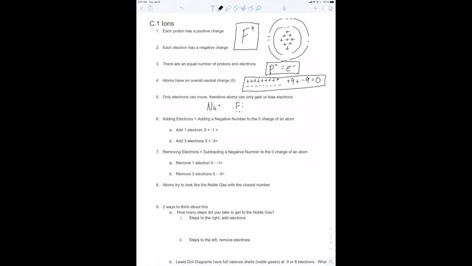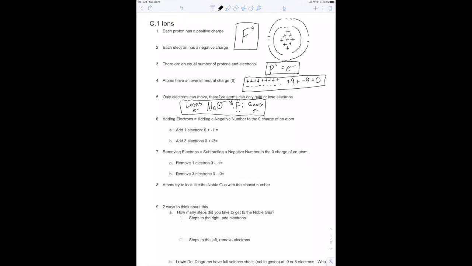What that means is that this sodium atom really wants to get rid of its 1 electron, and fluorine really wants to gain 1 more, so both of them can achieve the octet rule. Therefore, sodium is going to give its electron to fluorine. So sodium here loses an electron and fluorine gains an electron. That's really the only movement that can take place in an atom, the movement of electrons between atoms.